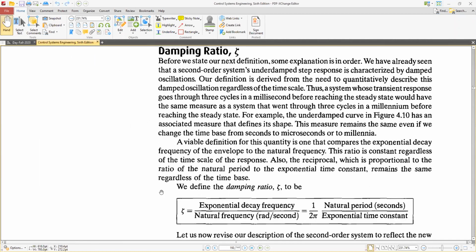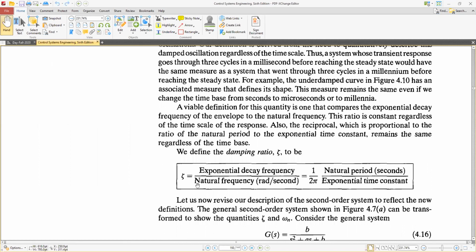Another one is the damping ratio. Damping ratio zeta is equal to exponential decay frequency divided by natural frequency, or 1 by 2 pi times natural period, in seconds, divided by the exponential time constant.